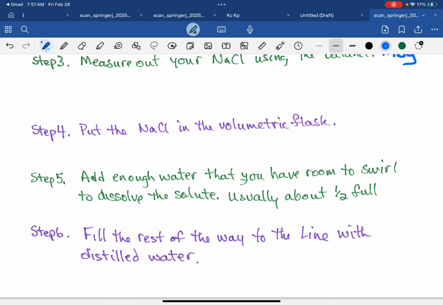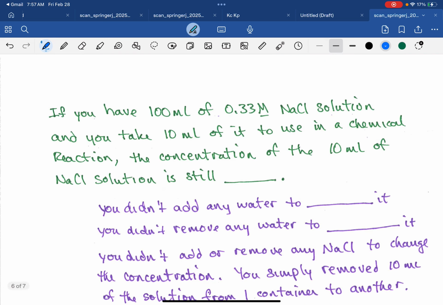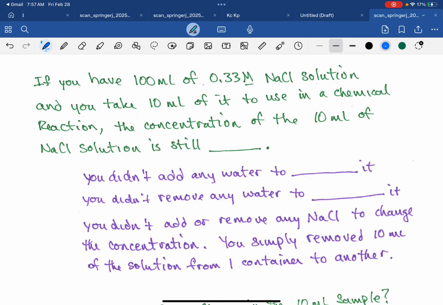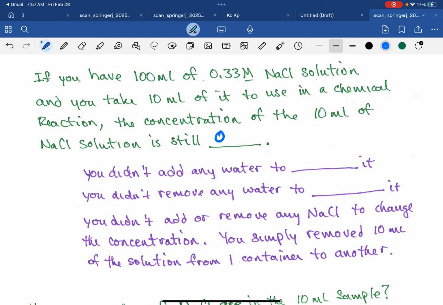And that takes care of that. That's how you make that solution. If you have 100 milliliters of 0.33 molar NaCl solution and you take 10 milliliters of it out to use in a chemical reaction, the concentration of the 10 milliliters that you took out is still 0.33 moles per liter. Even though you've only got 10 milliliters of it, it's still 0.33 moles per liter.